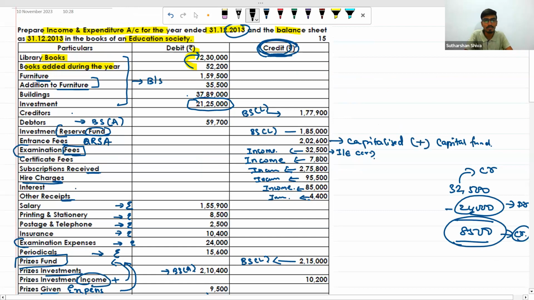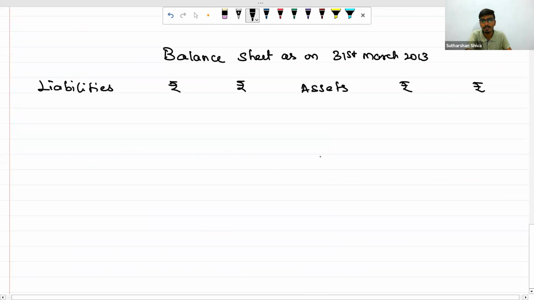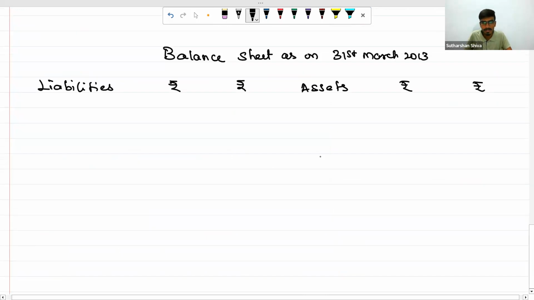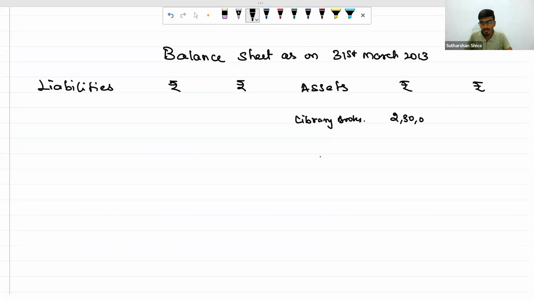They have given library books. Books will be added. 2,52,200 they have given. We will directly go to the asset side and write. First, we will write library books. What is the library books value? 2,30,000 they have given. Addition they have given, so add purchases, that is 52,200.